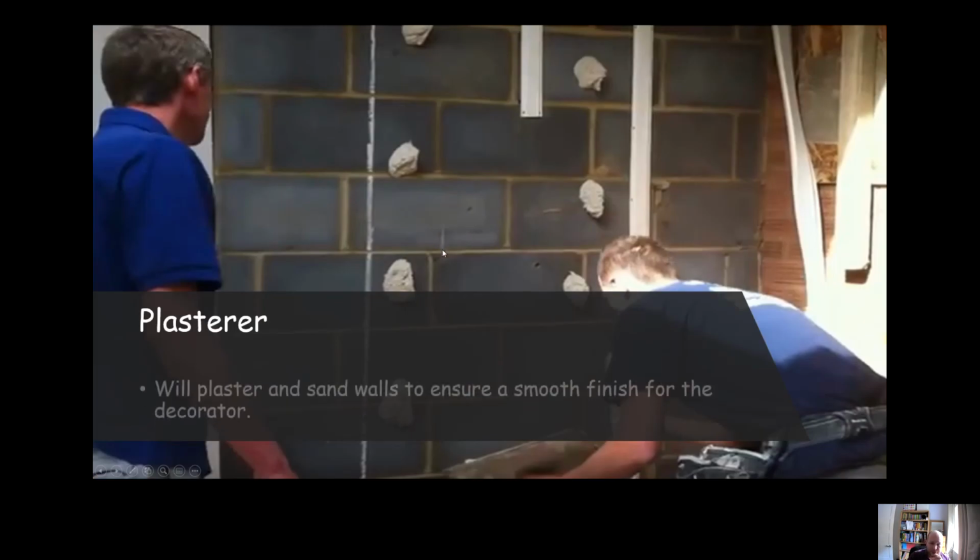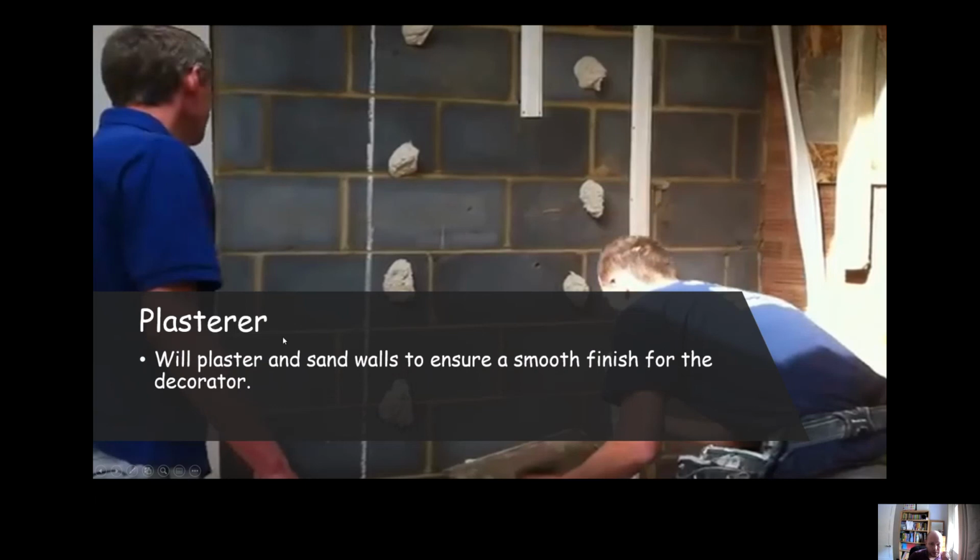So plasterers plaster walls and sand them and smooth them. They may also carry out dry lining work, and you can see that this is plasterers doing some dot and dab dry lining just here. So they're putting some adhesive onto the wall, and then they put plasterboard onto it and then plaster over.